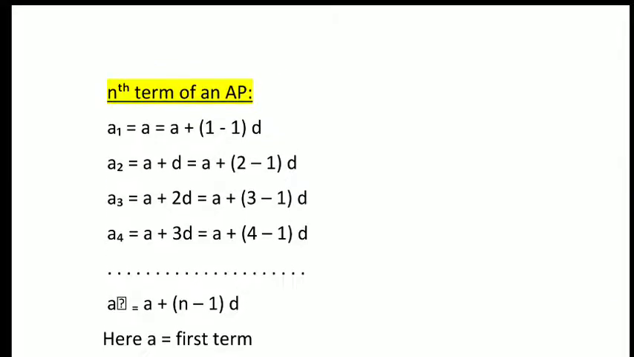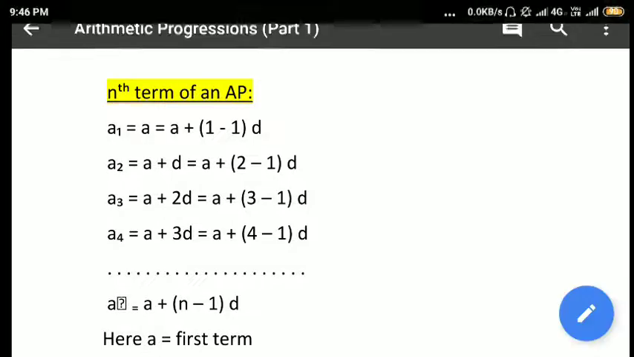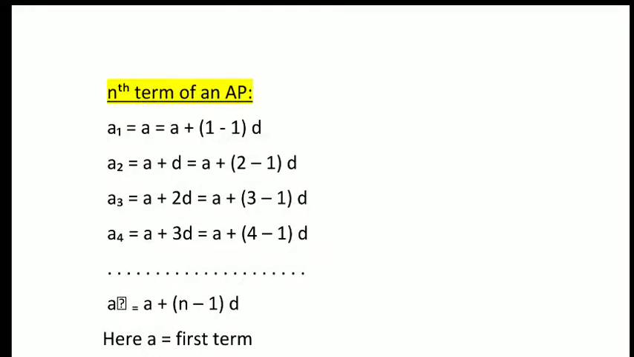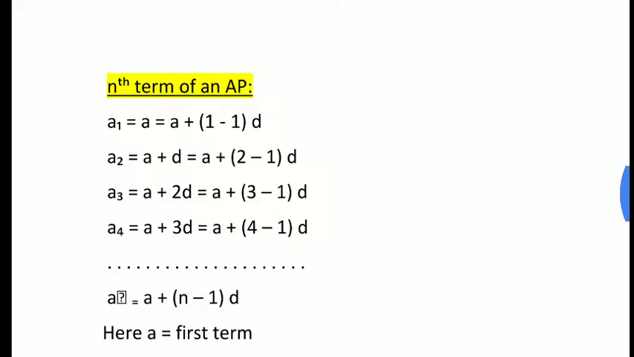nth term of AP. Don't be confused about the nth term, because you already know that in an arithmetic progression there are a number of terms: the first term, second term, third term, fourth term, and we go on in this way. If you want to find the nth term, you can also easily find it. So here we are going to find the general form of the nth term of an AP. That is a very important formula in this chapter, and you have to memorize it. Later you can use this formula in different problems.